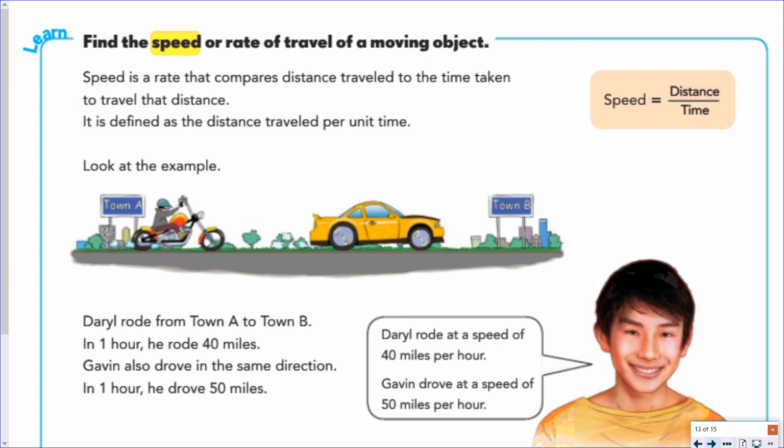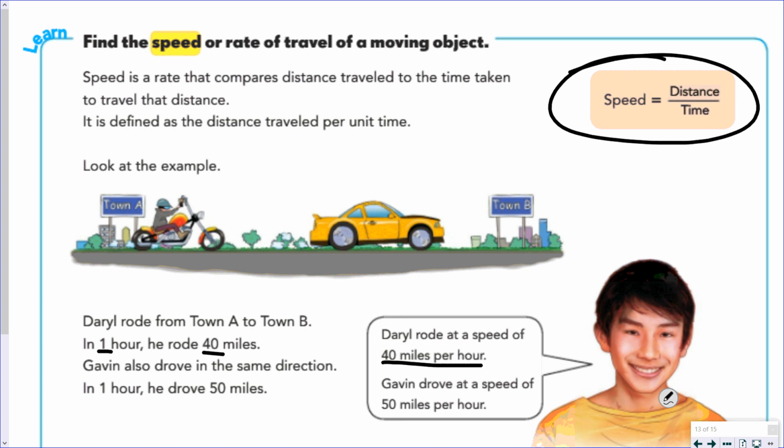And finally, the last part of the lesson is a rate that many of us will be concerned with as we get older, and that is speed. And so our speed formula is up here in the upper right-hand corner. Speed equals distance divided by time. So if we know that Gavin rode 40 miles and it took him 1 hour, it would take 40 divided by 1 to get a speed of 40 miles per hour. Gavin drove 50 miles. That's his distance. His time was 1 hour. 50 divided by 1 would be 50 miles per hour.